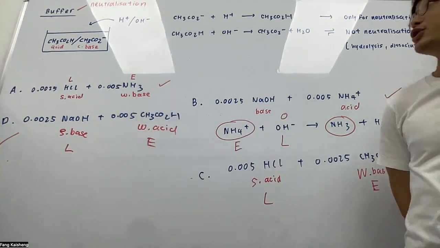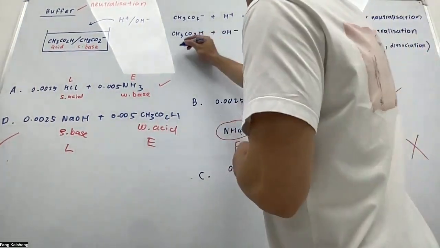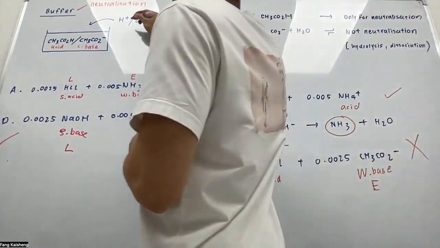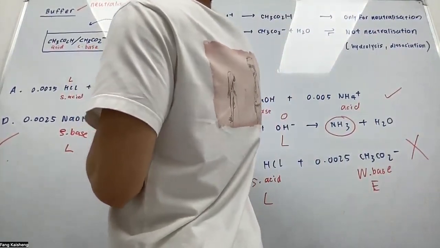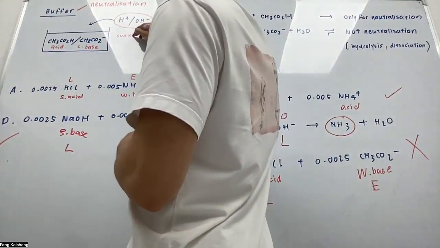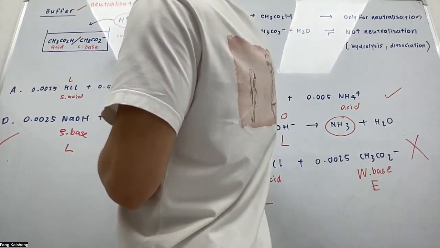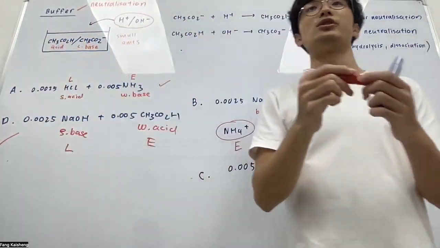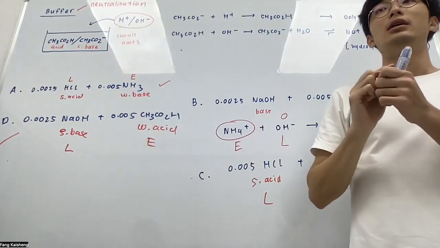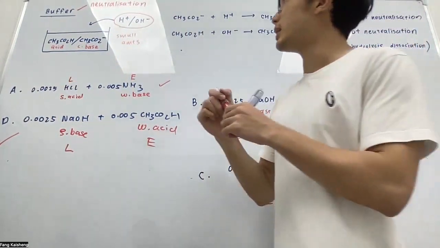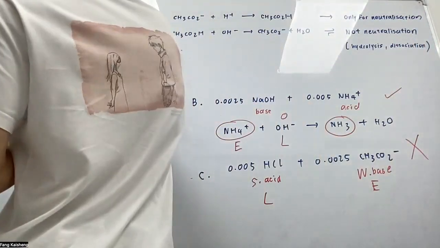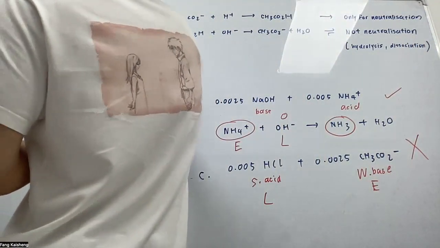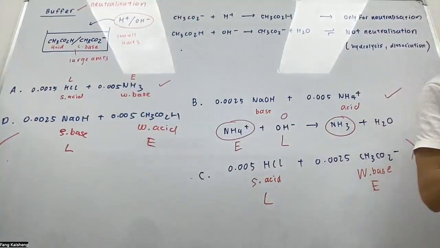Okay, those are just the equations. Let's come up with a very fast explanation. Remember this H plus or OH minus that you add, is it in small amounts or large amounts? Because it is small amounts, look at the species inside the buffer. Is that large or small in comparison? Large. There's a lot of acid and conjugate base, and in comparison, you're just adding a few drops of H plus or OH minus.